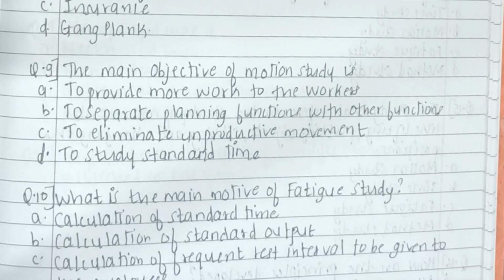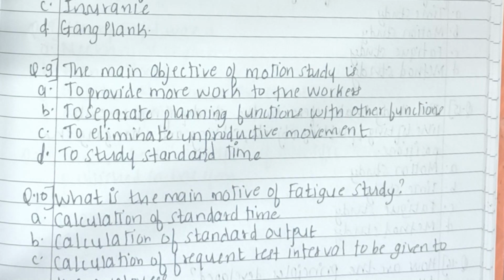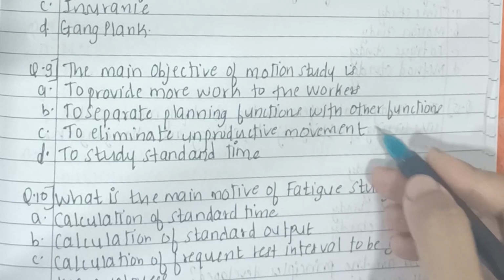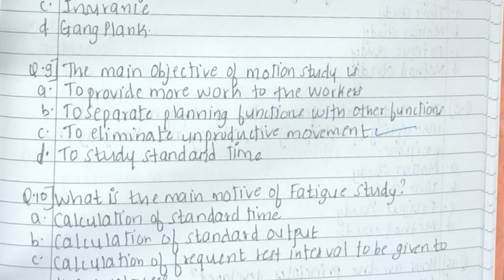Next is, the main objective of motion study is to provide more work to the workers, to separate planning function with other functions, to eliminate unproductive movement, or to study the standard time. So here the right answer is option C, that is to eliminate unproductive movement. First of all we should know what you mean by motion study. Motion study is a study wherein we study different movements like lifting or putting objects or sitting or changing positions and so on, which are required while you perform a particular job. There are certain times when unnecessary movements also take place while doing a particular job, so unnecessary movements are sought to be eliminated. When unnecessary movements are eliminated, then the time required to complete a particular job will be less. So motion study basically means that you have to eliminate unproductive movements. So here the answer is option C.